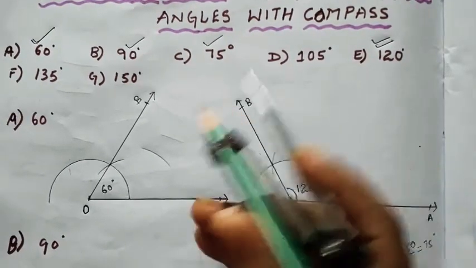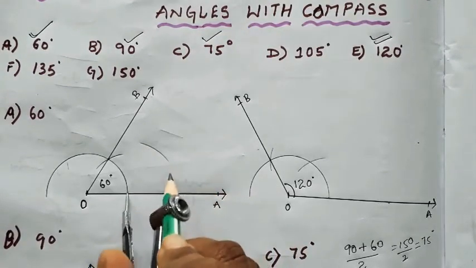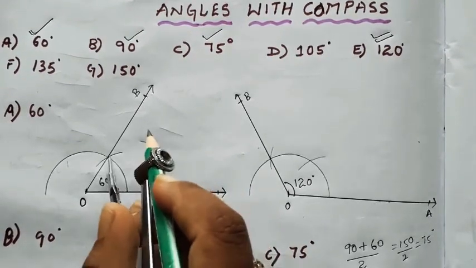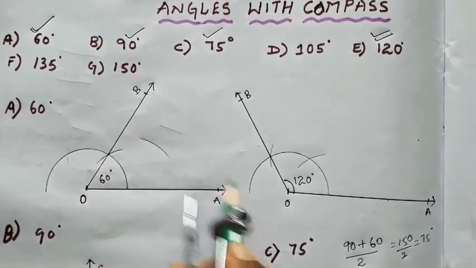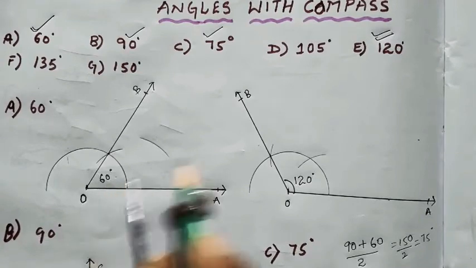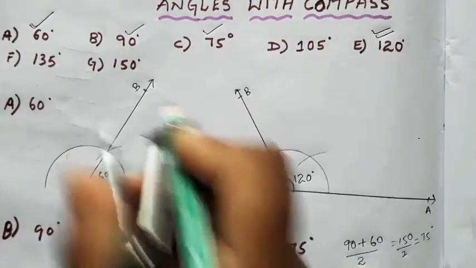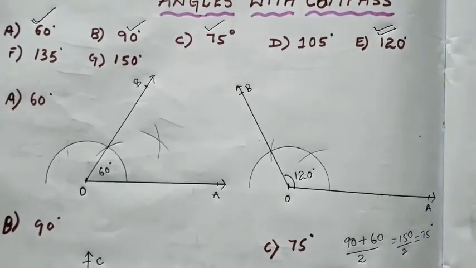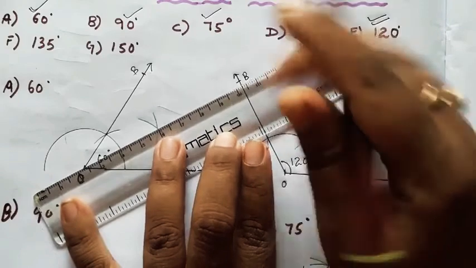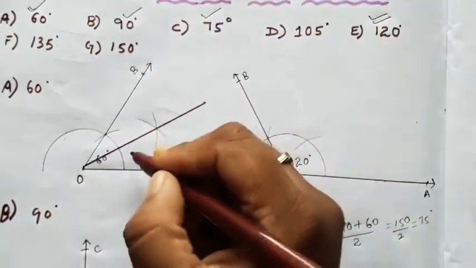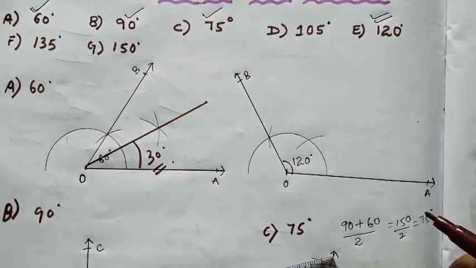Okay, so you want to construct an arc by placing the compass at one extreme, and another arc by placing the compass at the other extreme of the angle that is of 60 degrees, whose bisector you have to find, meaning whose half you have to find. So this angle is my 30 degrees. Okay, this is my 30 degrees. I hope it is clear.